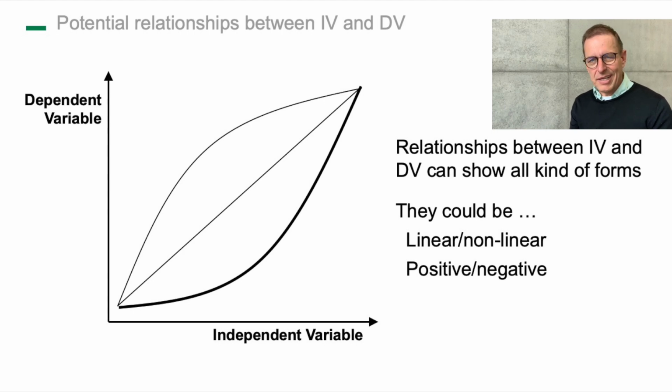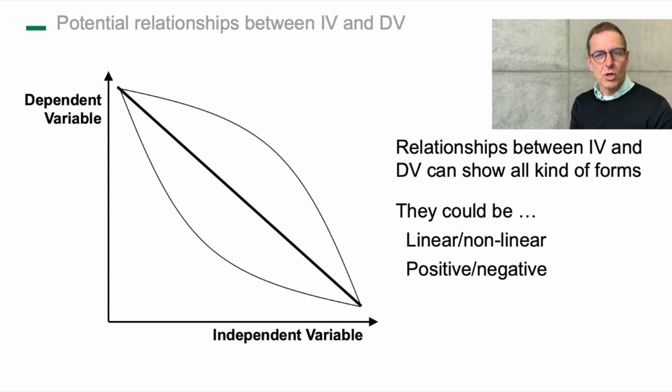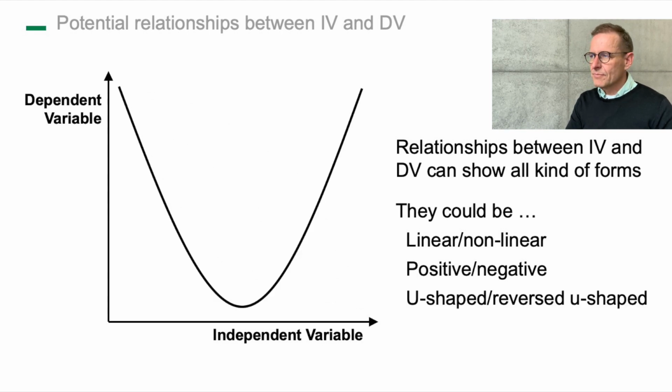Could also be a negative relationship. You could also have a negative linear relationship. What we just proposed with group size and individual performance, social loafing, that was a negative relationship. The bigger the group, the lower is the individual performance. But sometimes we also have relationships that are U-shaped, for instance.